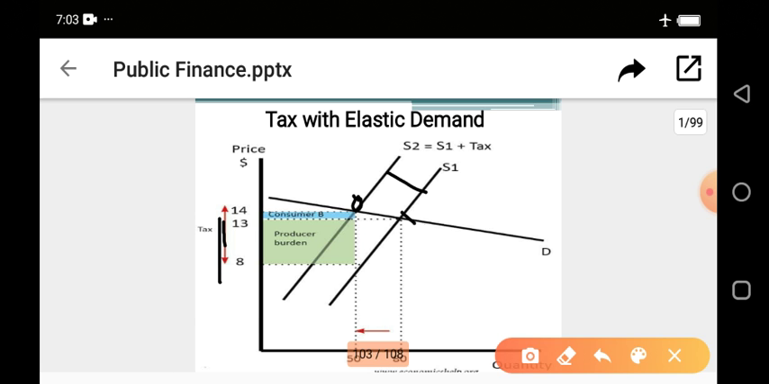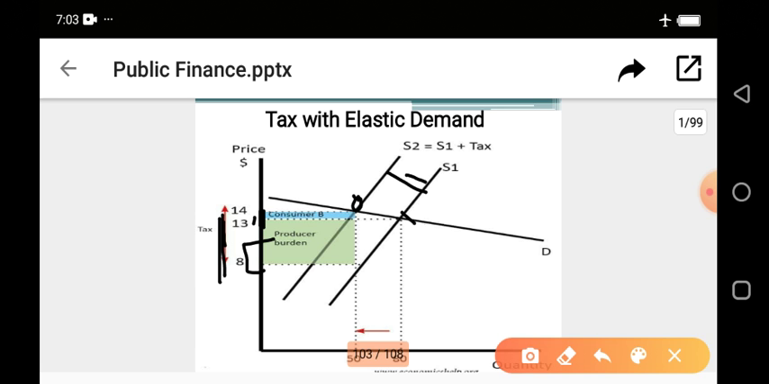So it shows that if the price is moving from 13 to 14, a small percentage of the tax introduced was carried by the consumer, while the larger portion was carried by the producer. Take note of that. Look at the gap between your S1 and S2. It should be equal to the gap between your new price and your old price here. So if 13 is the old price and 14 is the new price, the gap is small, so definitely the other part of the burden of the tax will be carried by the producer.